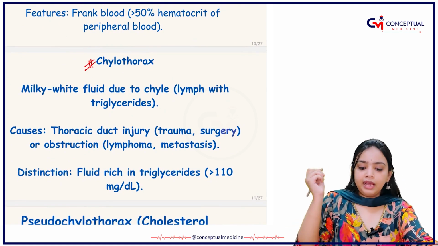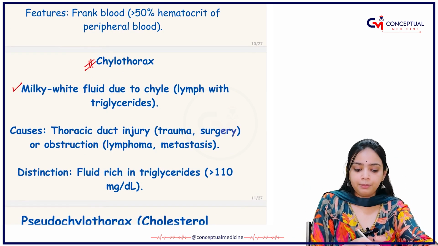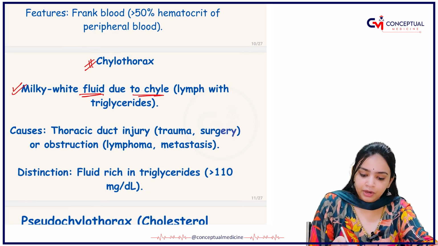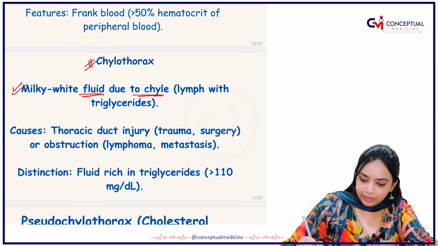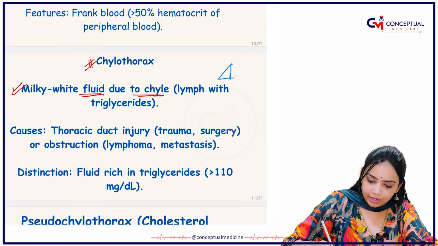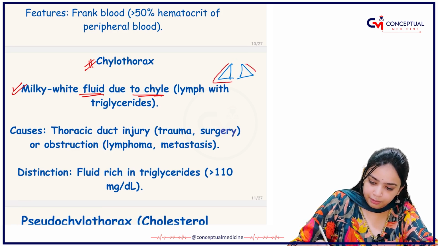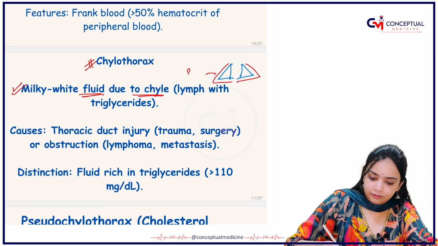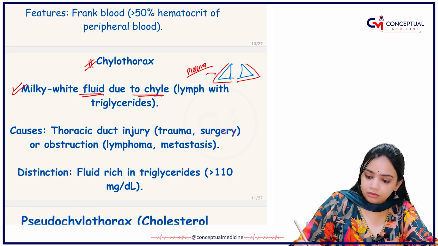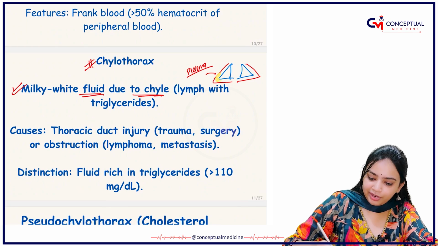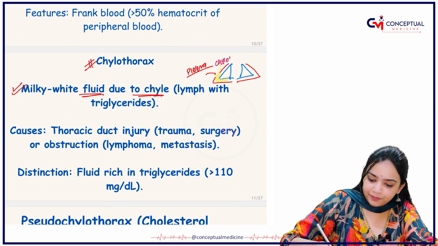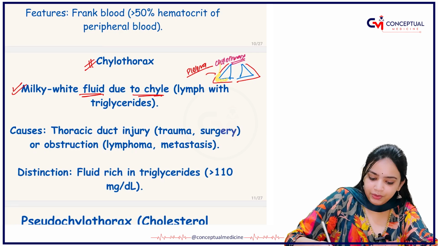Next you have is the chylothorax. In the chylothorax, what happens? There is milky white fluid due to chyle formation. Again beautiful lungs, again pleura, but now there is milky white, right? Let's just draw it like this. This is milky white. And what is this? This is your chylothorax.